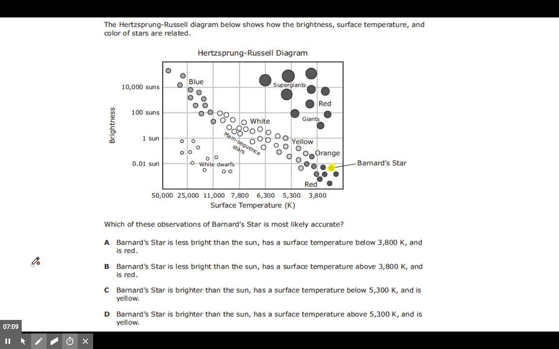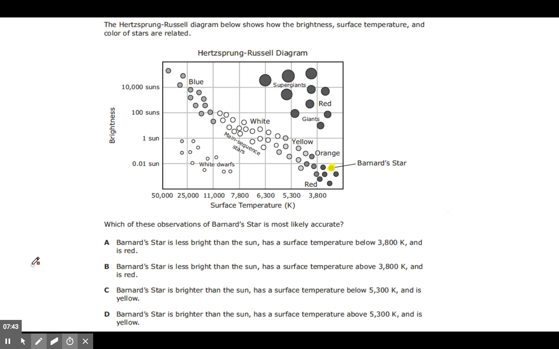Okay. Which of these observations of Barnard's star is most likely accurate? Barnard's star is less bright than the sun. It has a surface temperature of below 3,800 Kelvin and is red. So you have to know where the sun is to be able to answer this question. And we already know where the sun is.